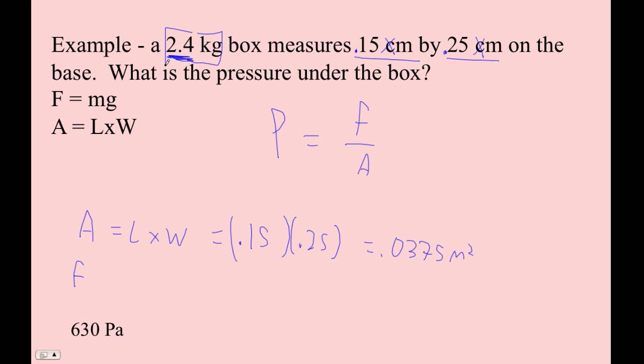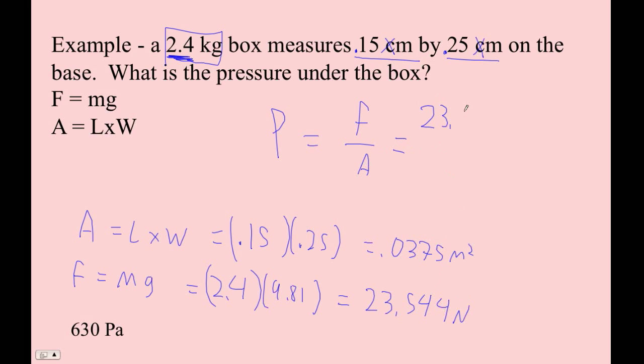And the force on this thing is going to be, it's kilograms, so I think we're talking about the force of gravity. So force is mg, which is 2.4 times 9.81, which is 23.544. And that's newtons, and now all we have to do is plug those in: 23.544 divided by 0.0375 square meters, and we'll have newtons per square meter.